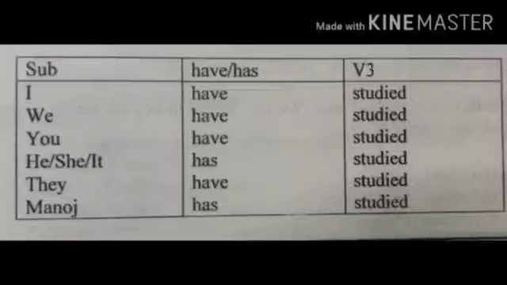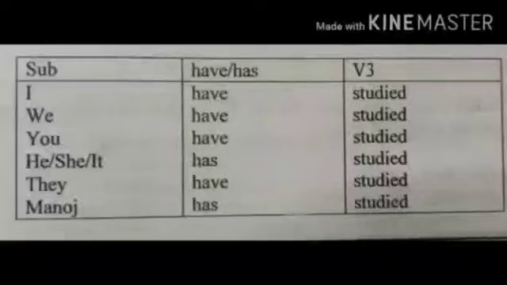See, we have discussed just now, structure is important. What is the structure of present continuous tense? Subject plus is, am, are plus V1 plus ing form plus object. So this V1 plus ing form is also called V4.